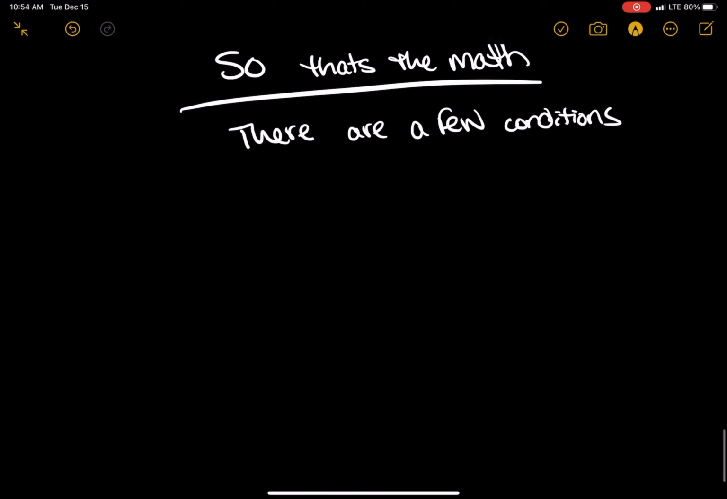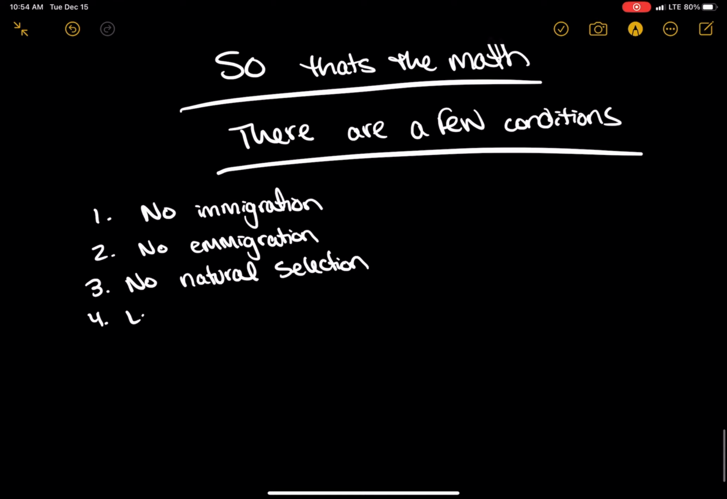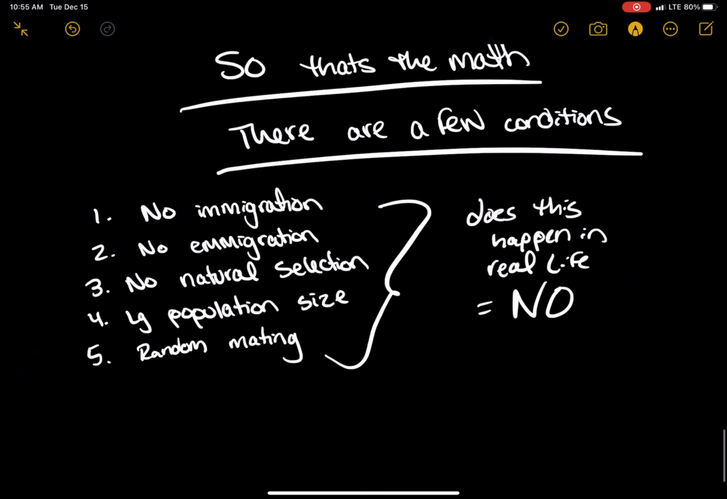Now, for Hardy and Weinberg, there are a few conditions. Imagine if you were to take a snapshot of the whitetail population in your backyard. It has to be a picture, meaning for this to work, there cannot be any deer moving in or out. There can be no natural selection occurring. You can't shoot one. There has to be a big enough population to tell the difference between these traits, and there has to be random mating. Does this normally happen in nature? No, it does not. That is a crash course in Hardy-Weinberg.